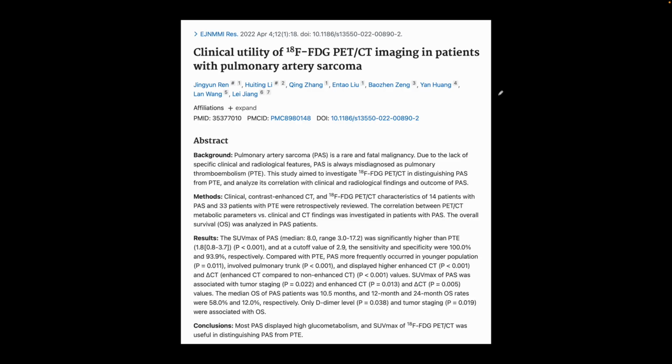Here is an interesting article that talks about the utility of FDG PET-CT in patients with pulmonary artery sarcoma. And so because this is a rare tumor, if there is uptake of FDG, then we can more confidently diagnose a tumor. And if there is a clot from an acute pulmonary embolism, that would not show any FDG uptake, and it would be photopenic or ametabolic on FDG PET.